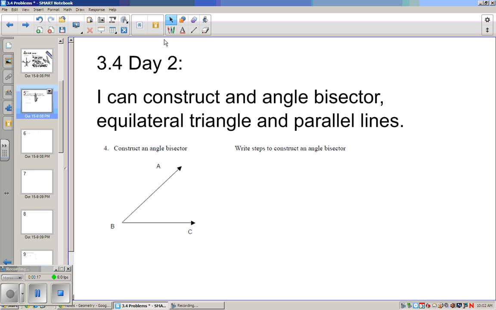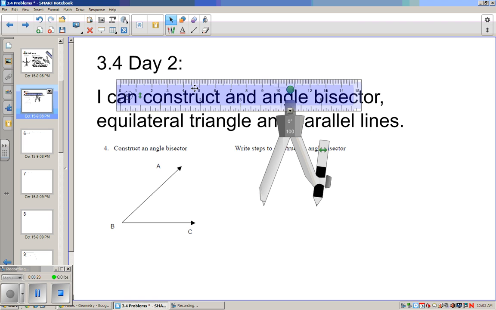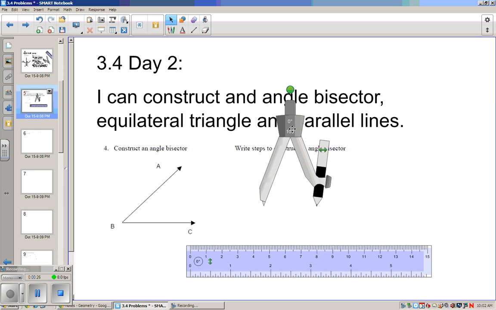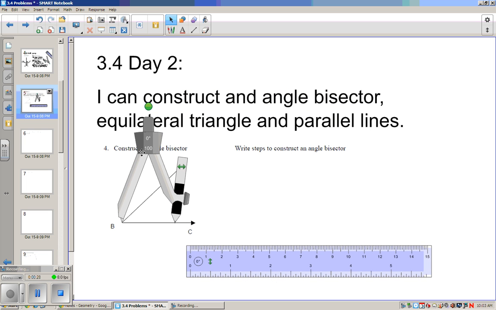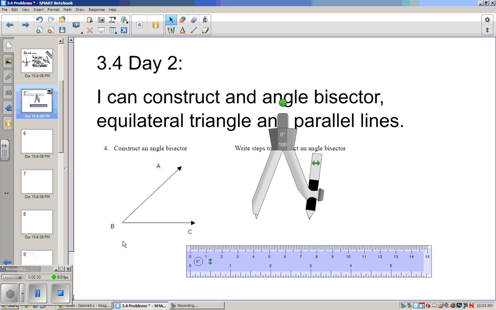And remember from yesterday we did a perpendicular bisector. It's going to be somewhat similar to that, except now we're bisecting an angle. So remember, a bisector means to divide into two parts. So when we are looking at this angle, we want to find that segment that cuts the angle into two equal angles.